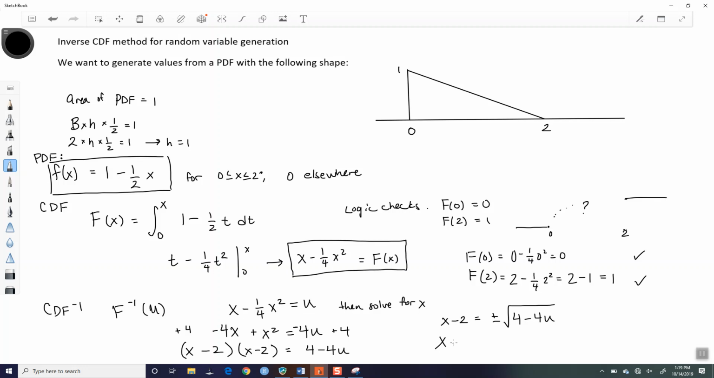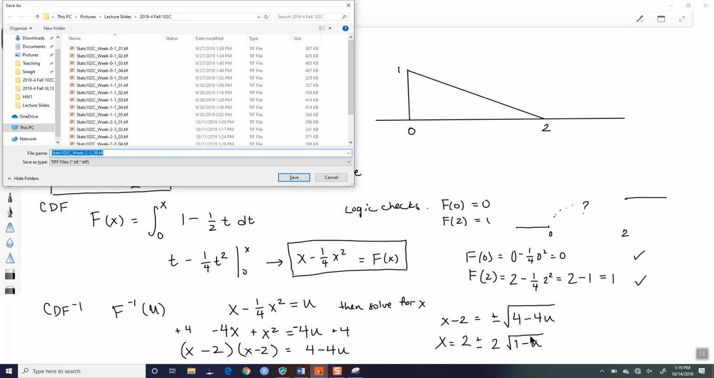And now we'll bring the 2 over to the other side, okay? And then with this, I can factor out a 4, okay? So I've got 2 plus or minus 2 root 1 minus u. Okay, now we have to figure out, do I use the plus or do I use the minus? All right, so I'm going to go to the next page. This is just algebra, but it might be like algebra we haven't done in a while.